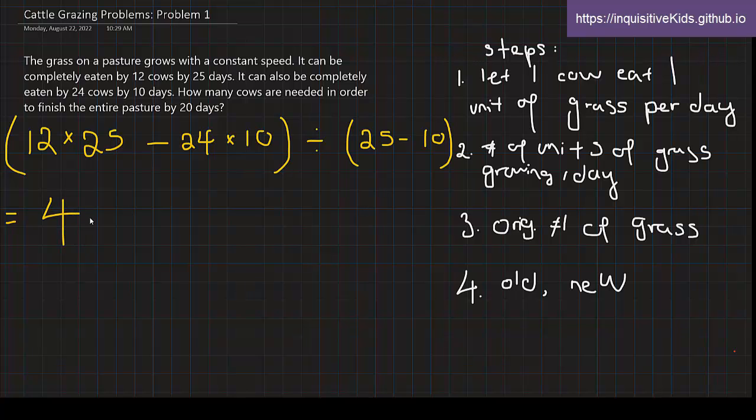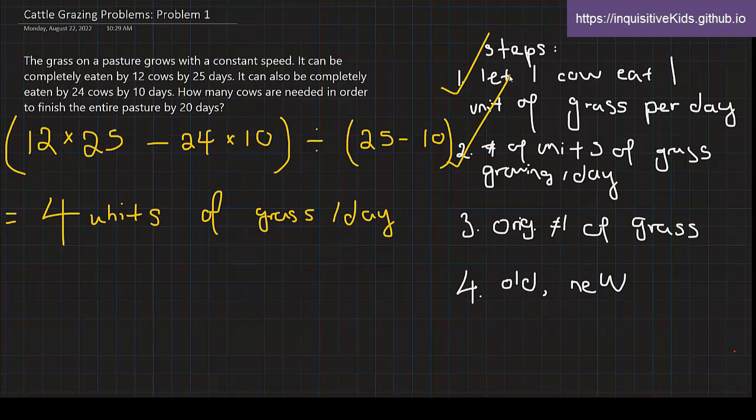So there are 4 units of grass that are growing per day. So we have our second step done. First one is done, second step done. Now let's try to find the original number of grass.